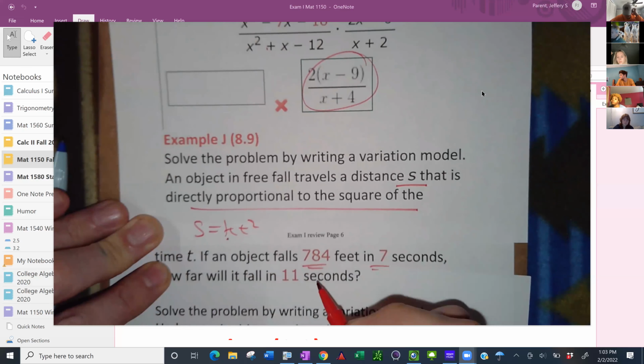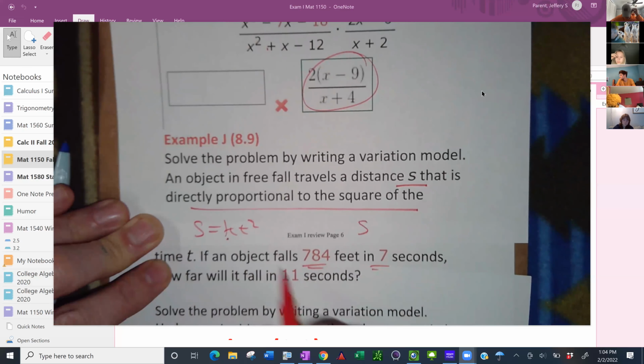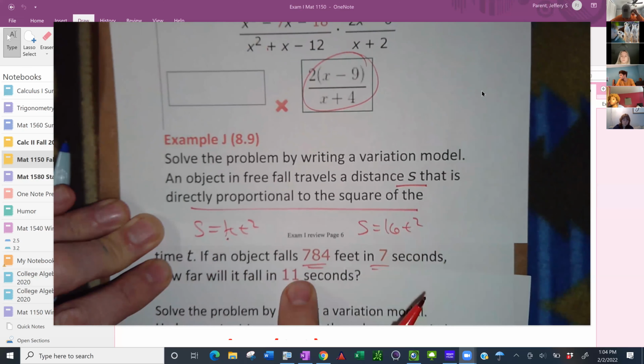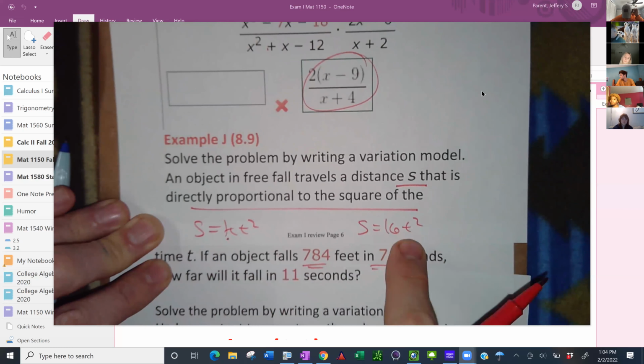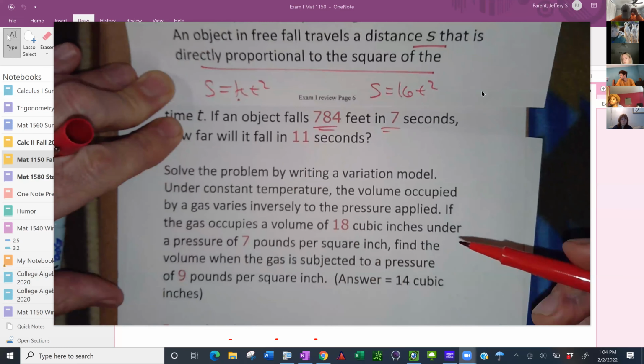When you finish solving it, then they're going to ask you for one more. So, if I plug this in and solved and got k was 16, then the last thing to do is to plug in an 11 there. Here's another example of a variational problem.